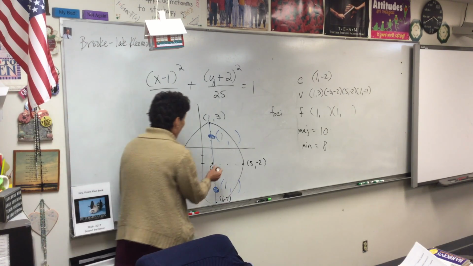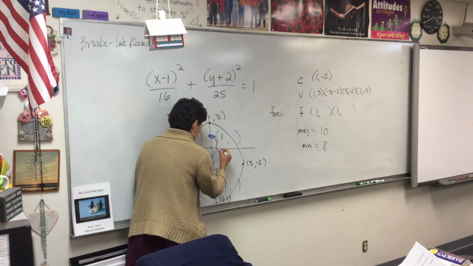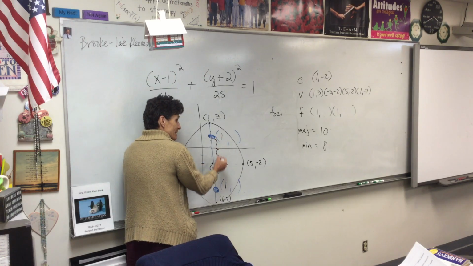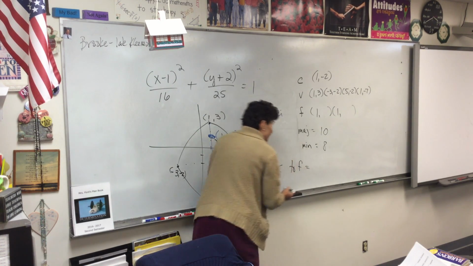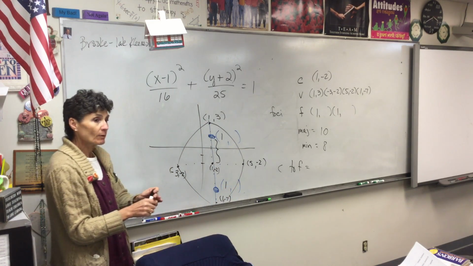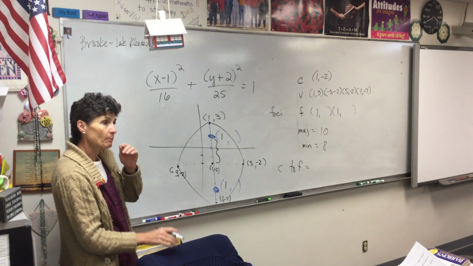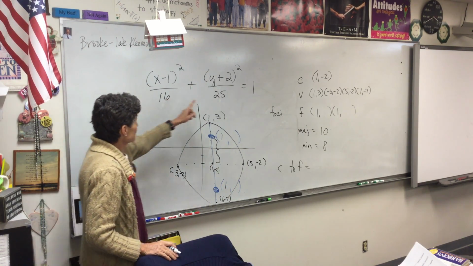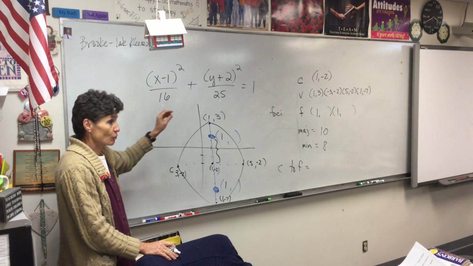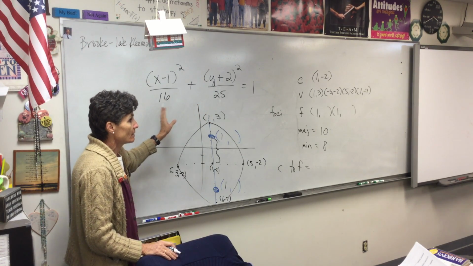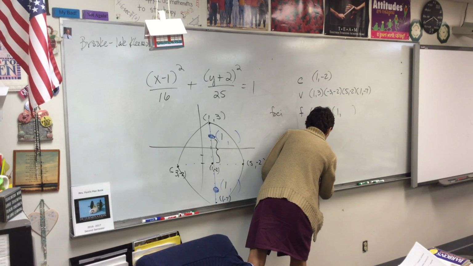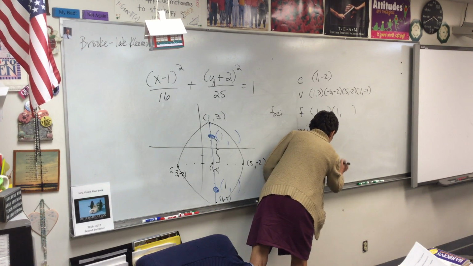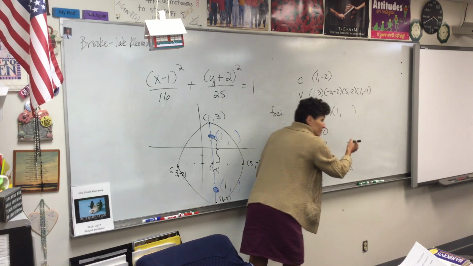Now to get the y, I have to know how high up to go. I have to know what this distance is, center to focus. Anybody remember how we found that in our first example? We subtract our denominators, and you always take the big one minus the little one. So it's 25 minus 16, the square root of that. So that'll be 3.